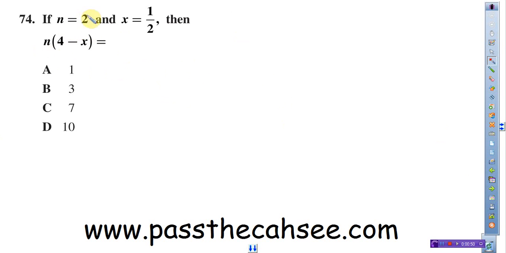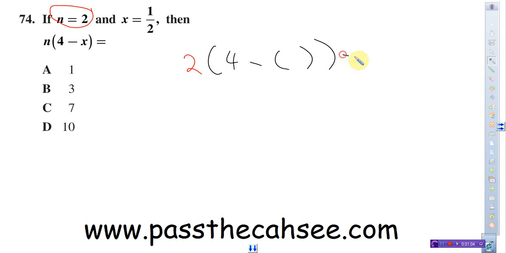So you need to take this n and substitute it in for n on the outside here. I'm going to go ahead and plug 2 in for n. Then I have 4 minus x, and x in this case they tell you is 1/2. So all you need to do is plug in 1/2.